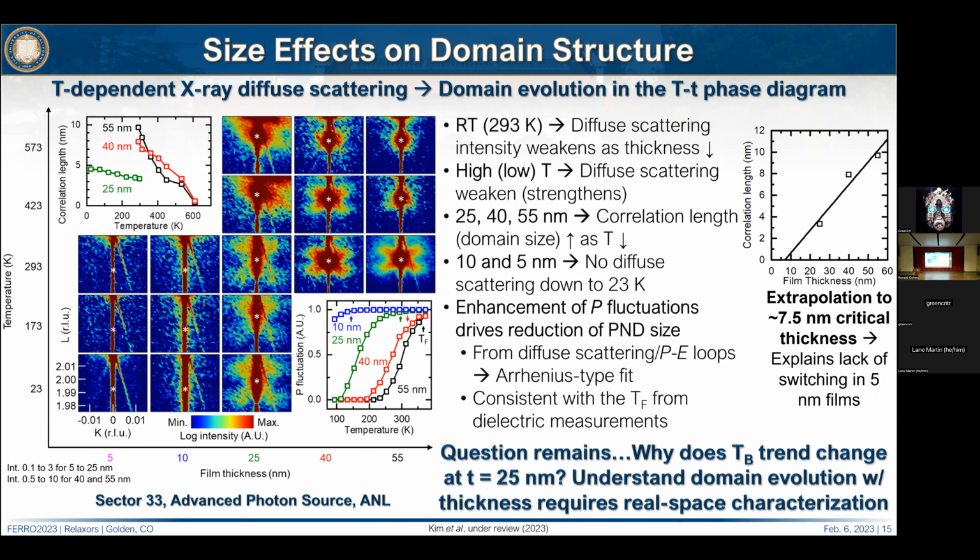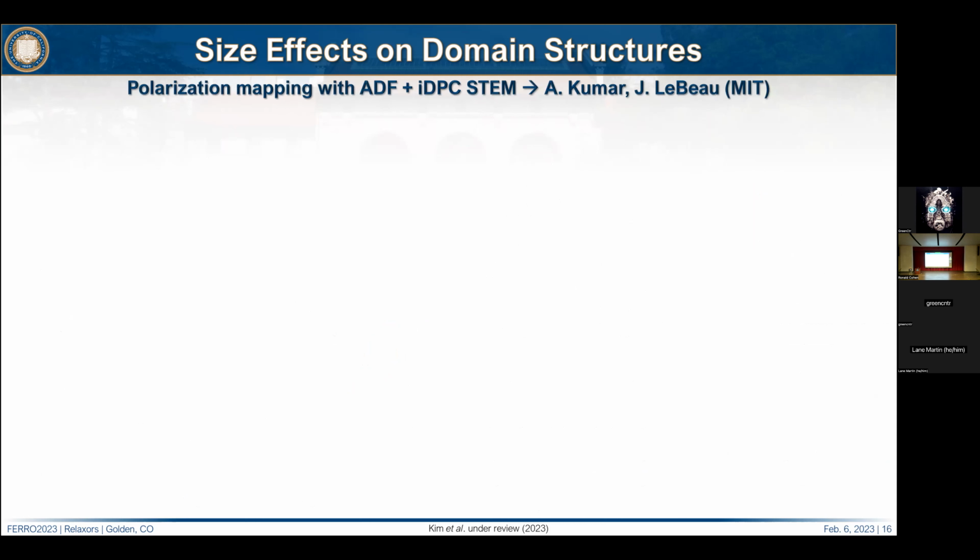All right, now the question still remains, however, what's up with this trend in the Burns temperature? Why is it changing around 25 nanometers? And so we really wanted to understand how the domain evolution is happening in these things as well. So we needed this real space characterization. So again, we went back to Jim LeBeau's group, and they helped us take a look at these sorts of things. So I'm going to show you 3 types of data here for these samples: combined polarization, the out-of-plane polarization, and the in-plane polarization for these systems.